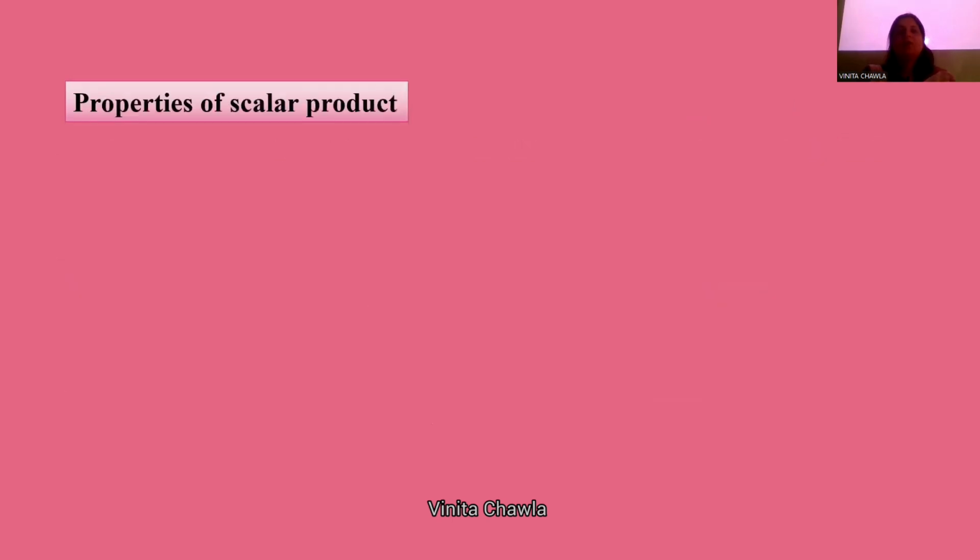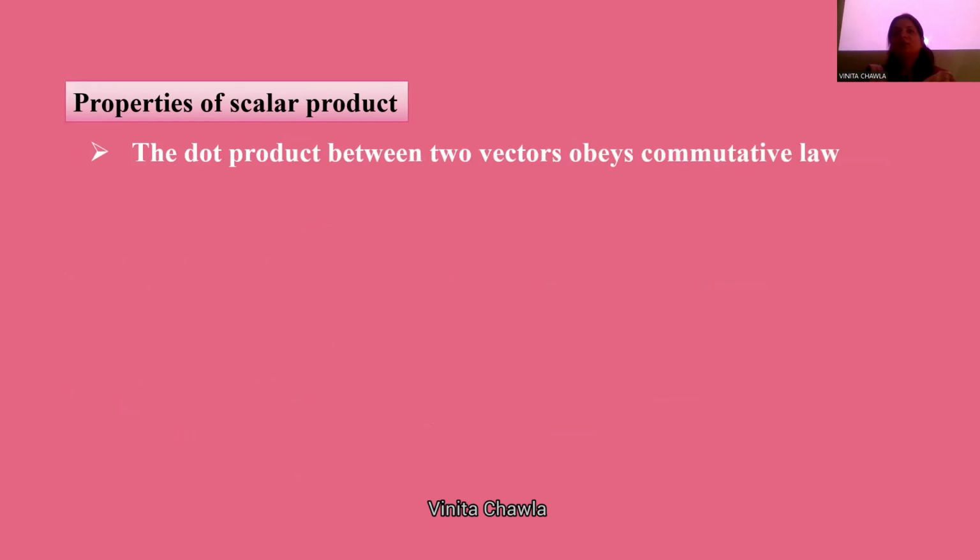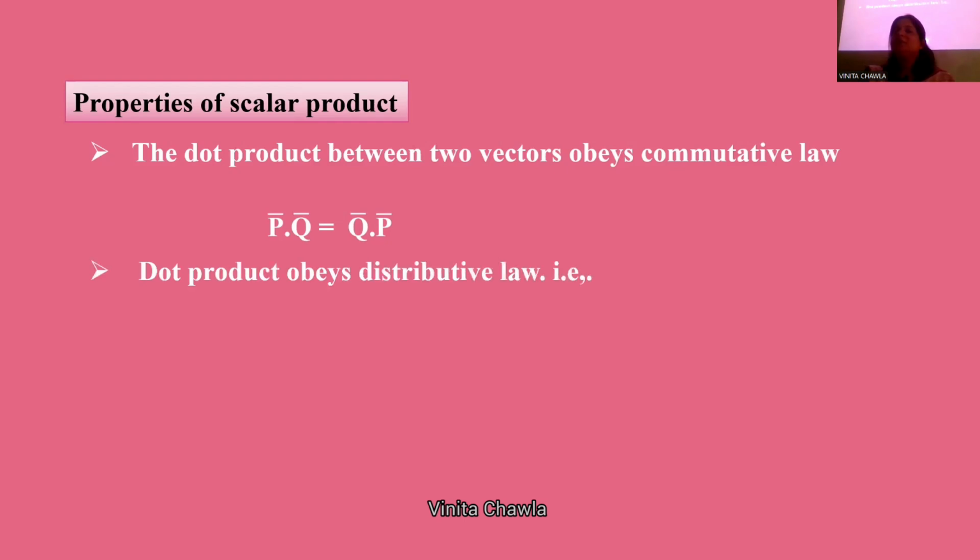Now, what are the properties of scalar product? The dot product between two vectors obeys the commutative law. Whether we write p dot q or q dot p, there is no difference between these two; we get the same answer. And the dot product obeys the distributive law as well. If we have three vectors and we take the dot product of vector p with vector q plus r, we can separately take the dot product and add them: the dot product of p and q, plus the dot product of p and r. We can write it like this.